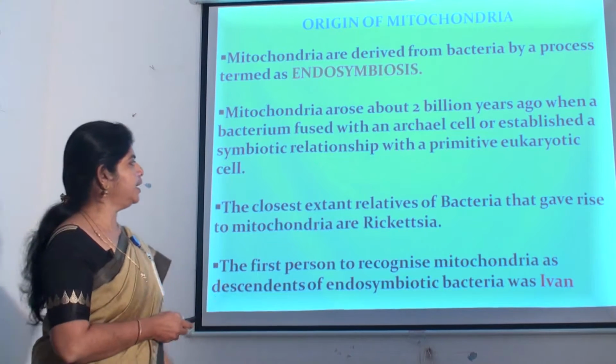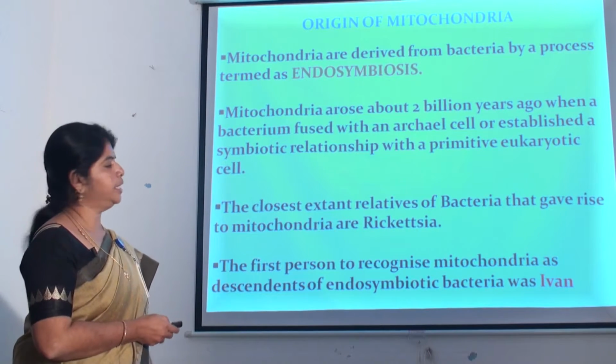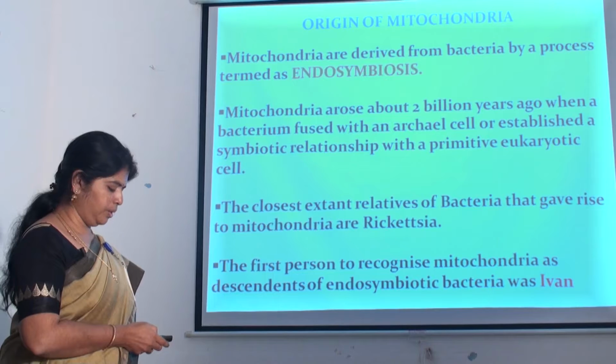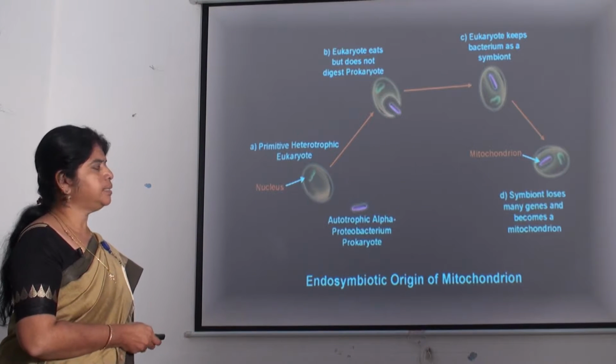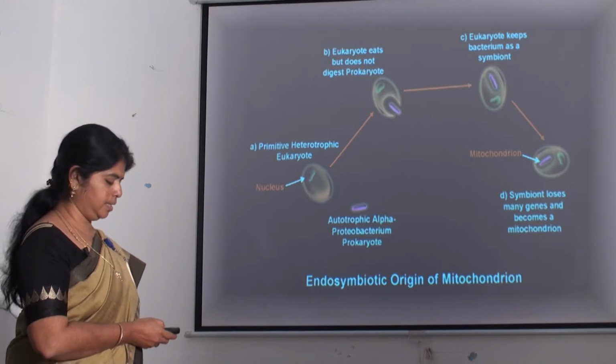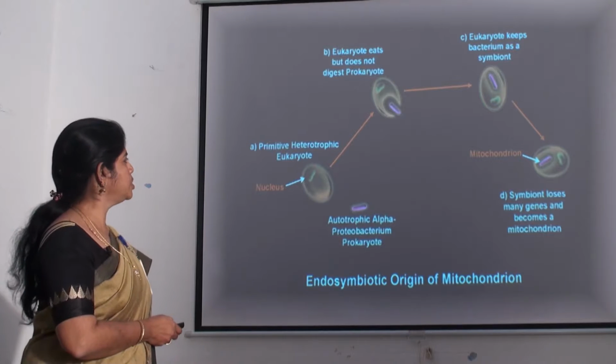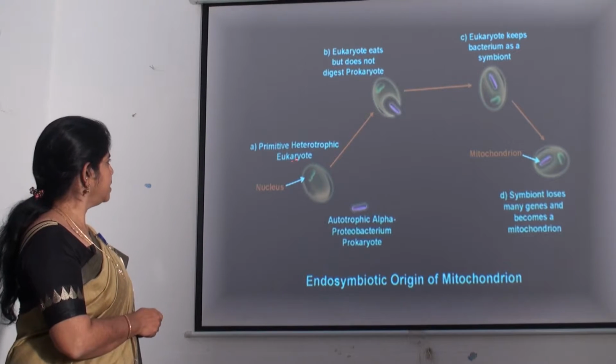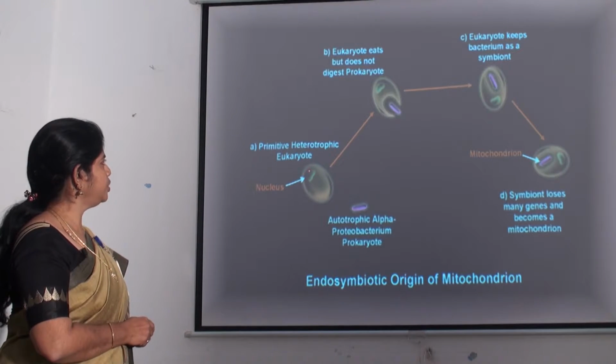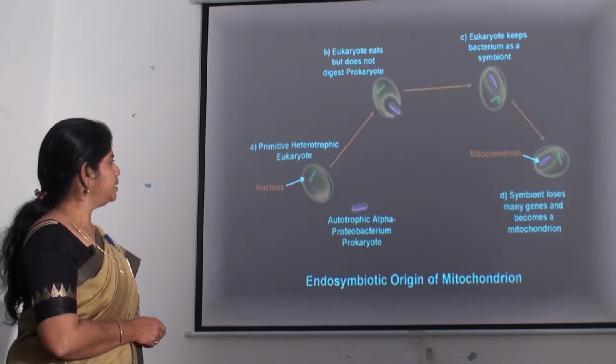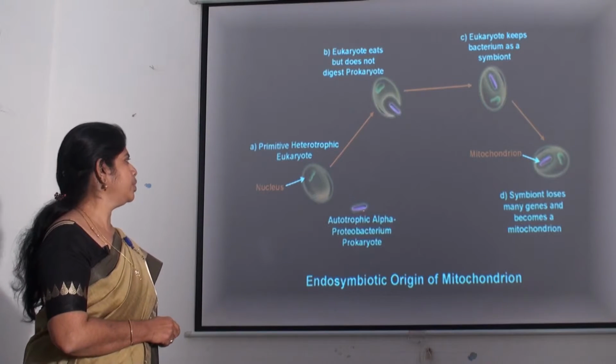So that theory is called endosymbiosis, and it was given by Ivan. This image is about endosymbiosis, and you can see here the primitive heterotrophic eukaryote, and this is the autotrophic prokaryote.